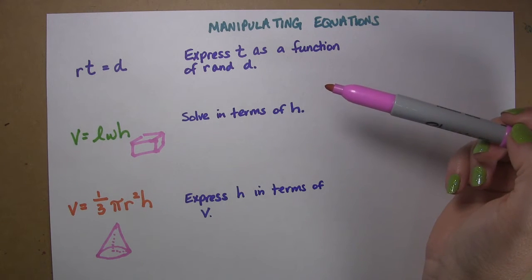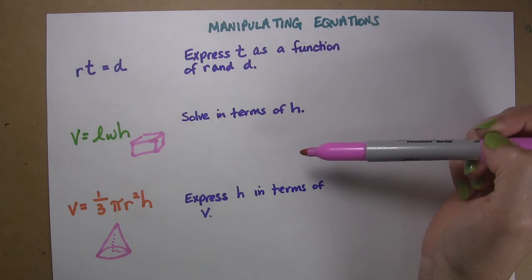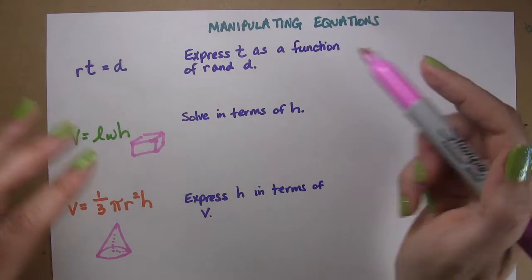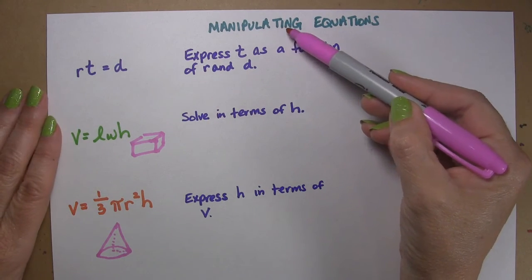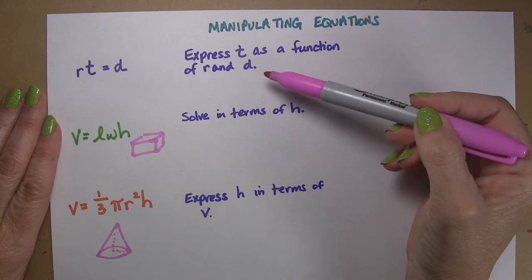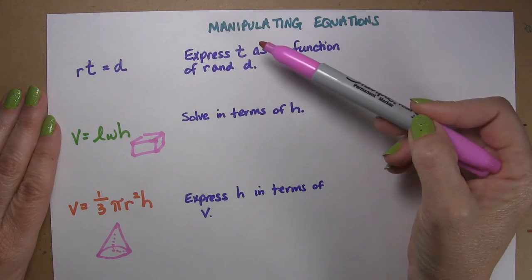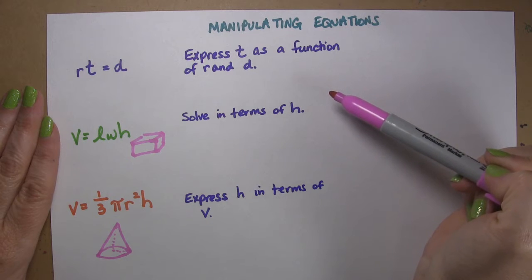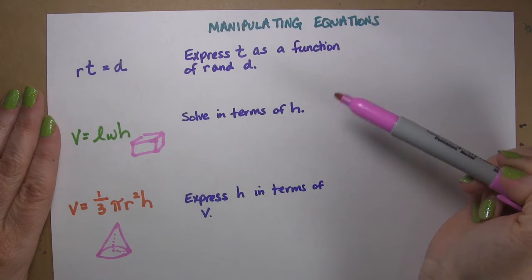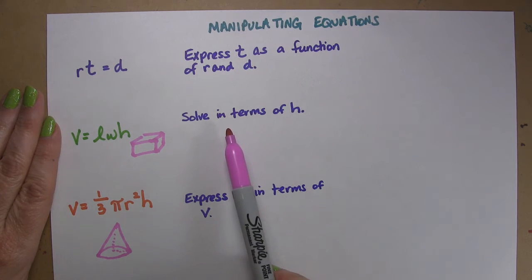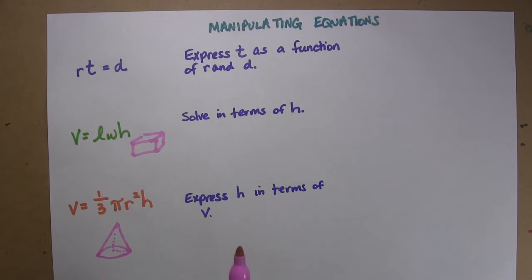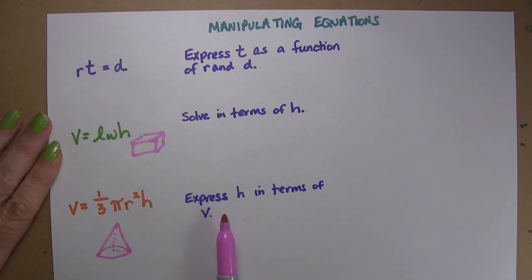You know that they're asking you to manipulate an equation. Manipulate just means to mess with. So they're asking you to mess with an equation when they say things like this. Express t as a function of r and d. Or solve in terms of h. Or, more intimidating, express h in terms of v.